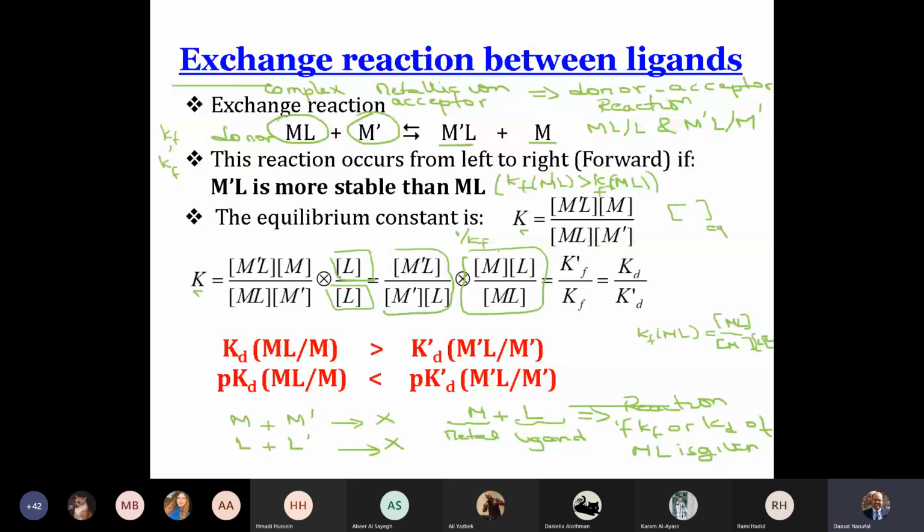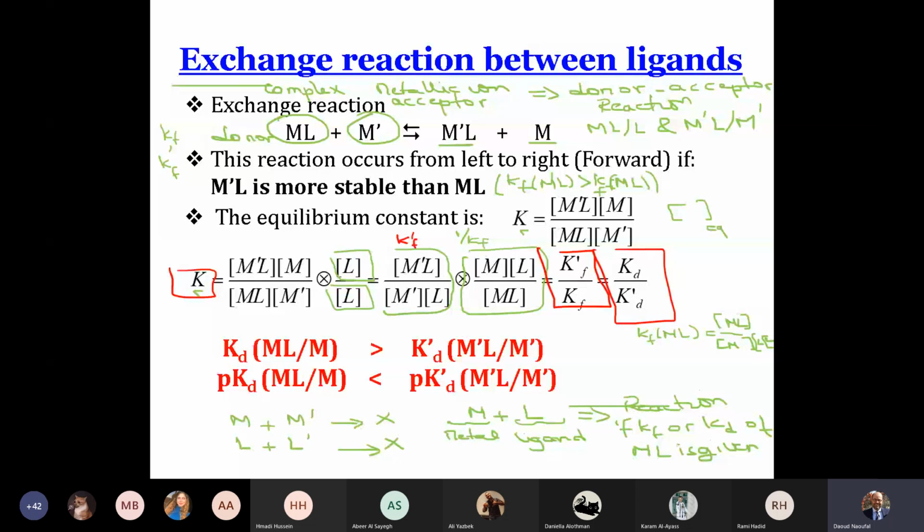So this is 1 over Kf, M prime L. This is Kf prime. So K of the reaction is equal to K prime F divided by Kf, or equal to Kd divided by K prime D. Okay?